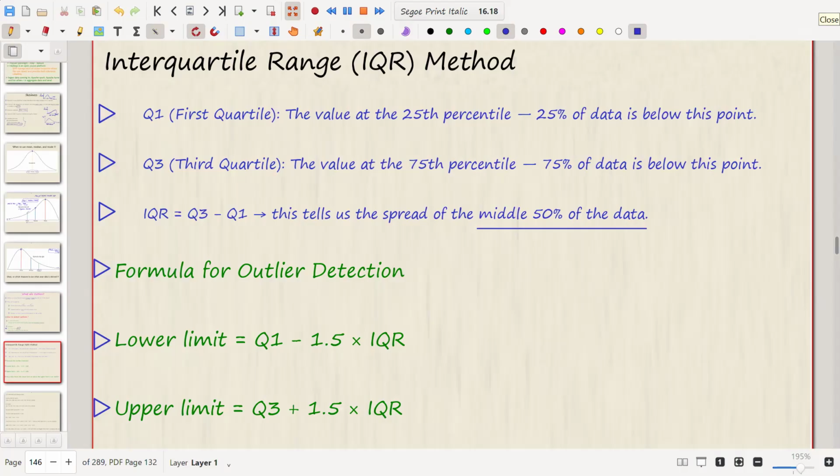I suggest there is Q4 also. Is there Q4? What will happen if you take Q4? So try to know more about this quartile.